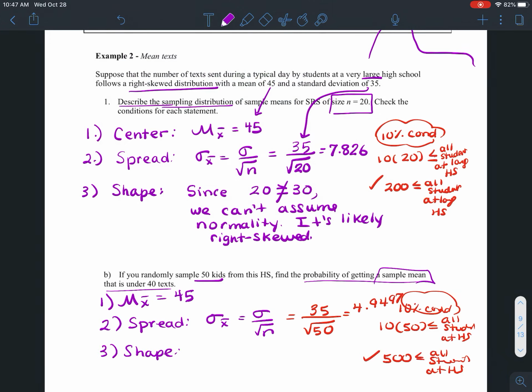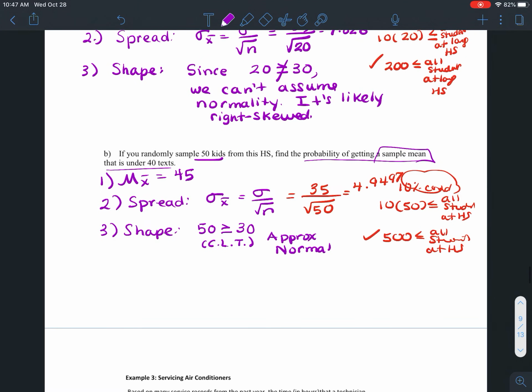All right, now for the shape. I know the shape is still right skewed, but here's what I could do for the normality piece. I need to show that my sample size of 50 is greater than or equal to 30. I'm just going to abbreviate underneath that and say, by the central limit theorem, I can now conclude that the shape of the sampling distribution would be approximately normal. Okay, so I'm going to put all my information together: normal, 45 for the average of the texts, and that would be my spread.